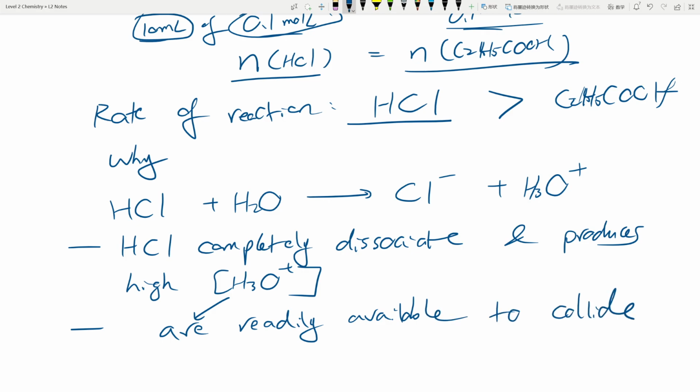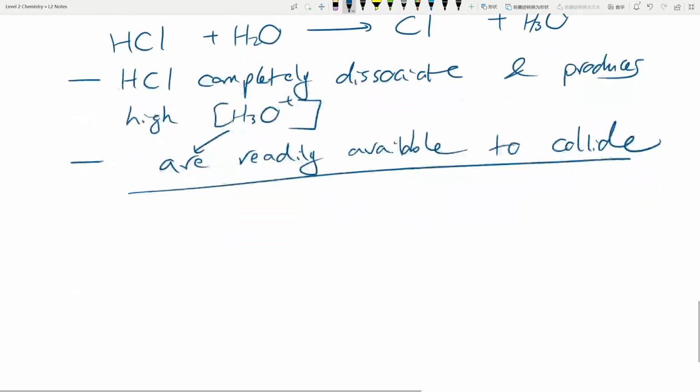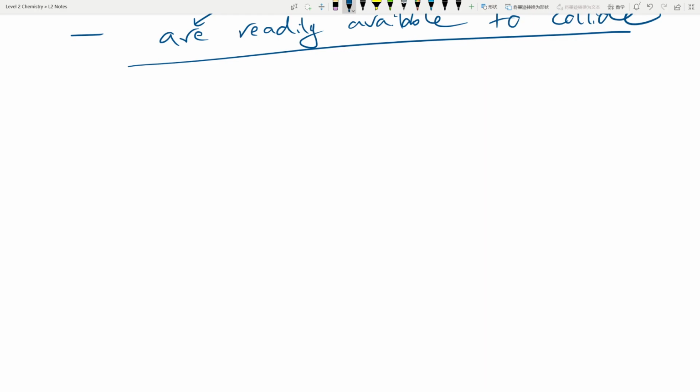And then you can talk about the stuff you learned in the rates of reaction, because there are more of these ions readily available to collide, so the frequency of successful collisions will increase. Okay, so they will finish reacting very quickly, because the ions are already sitting there, they're just like, yep, let's react, let's go.